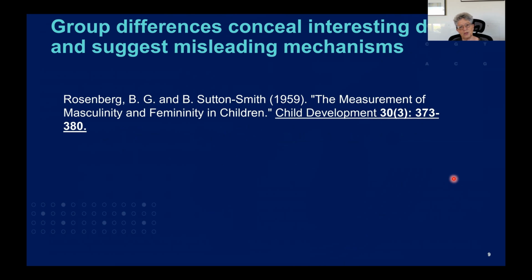and they developed a scale for measuring masculinity and femininity in children, using toy preference. This is an important scale because it's still used today, somewhat modified, to assess gender dysphoria in gender variant children.